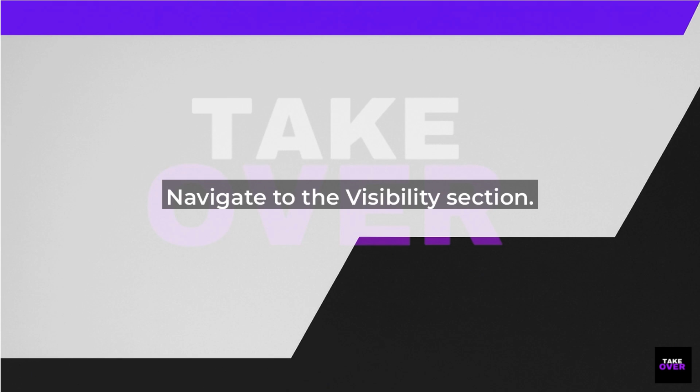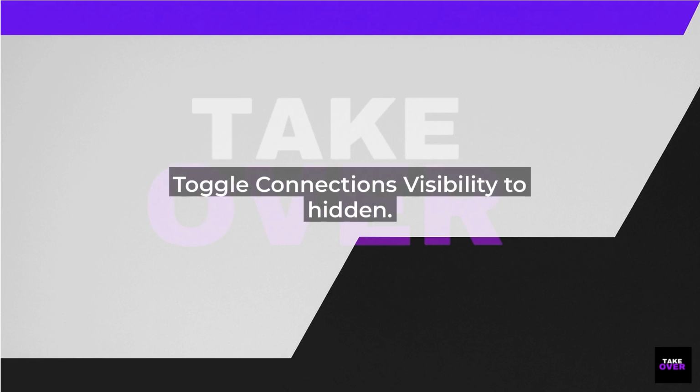Look specifically for Connections Visibility, or something similar. It might be under Who Can See Your Connections. Toggle the switch to Only You, or Hidden, to keep your list private. Don't forget to hit Save at the bottom to apply the changes. That's it. Your connections are now hidden from public view.